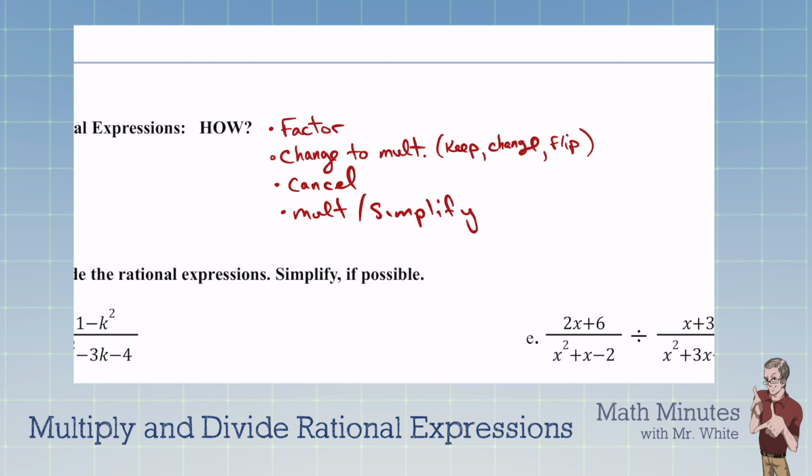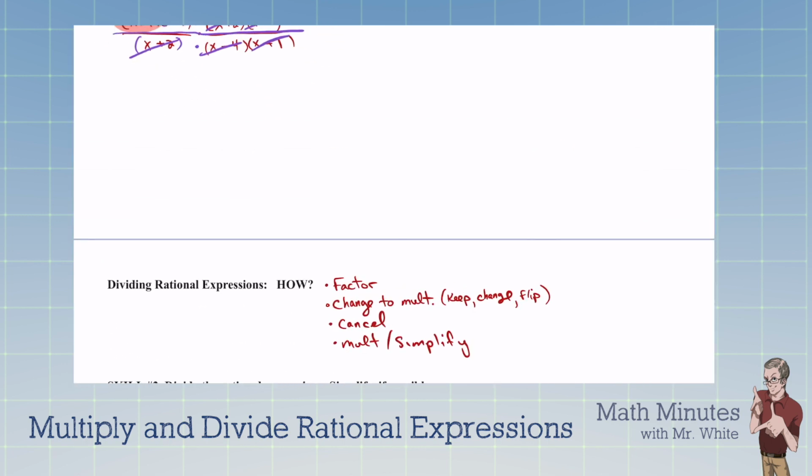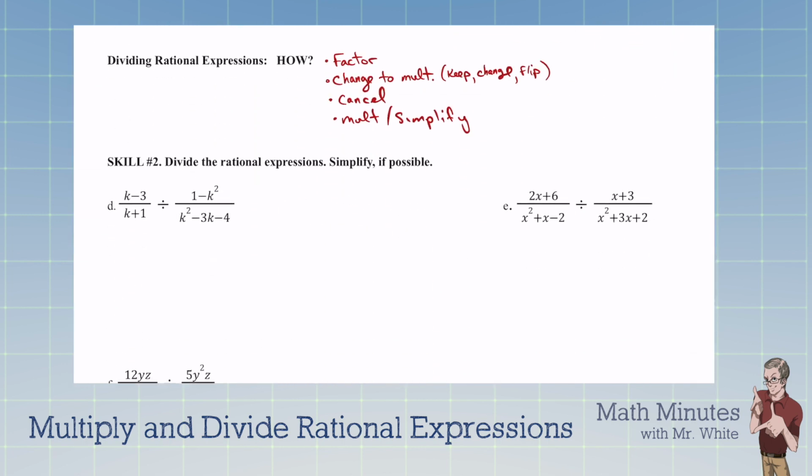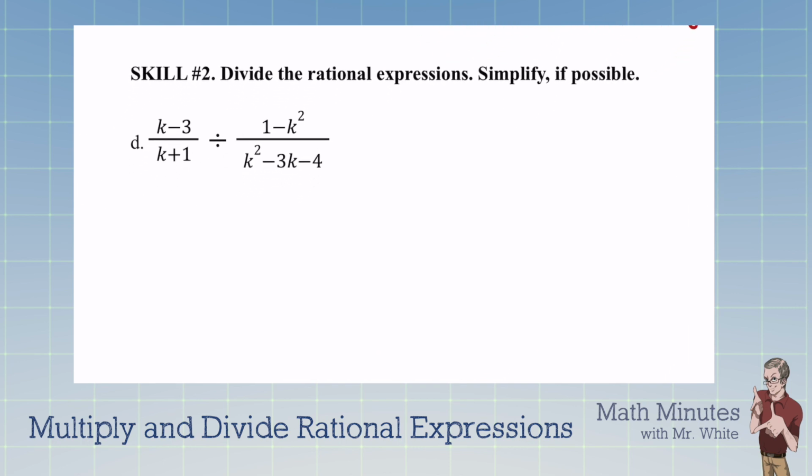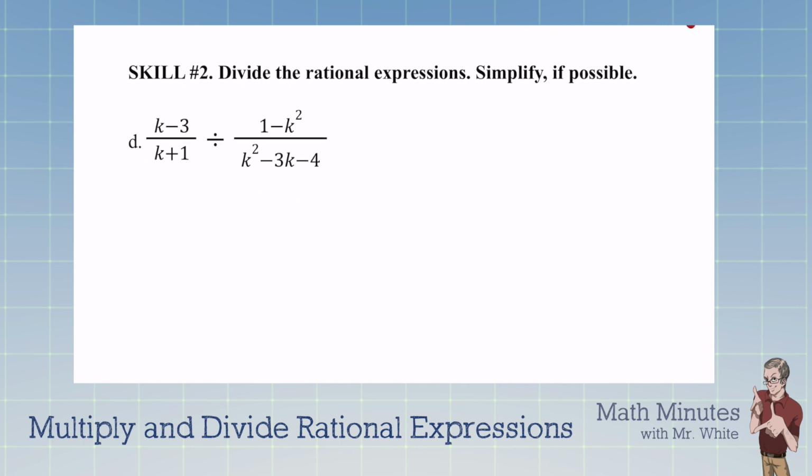So once we change it to multiplication, it will be just like these previous problems up here. So let's see how this works. Divide the rational expressions. So I said we're going to change it to multiplication. So we change it to multiplication by flipping over the second one. We find the reciprocal of the second one.